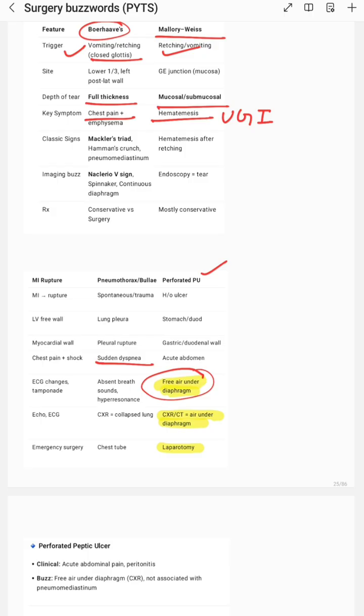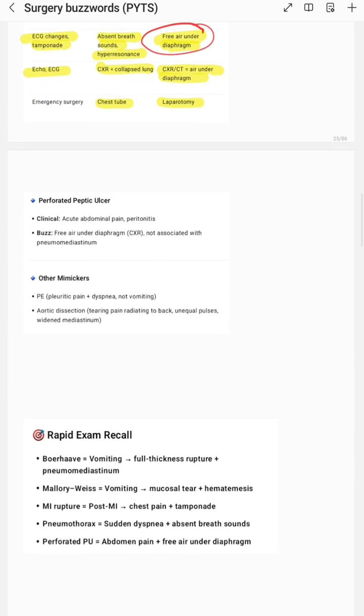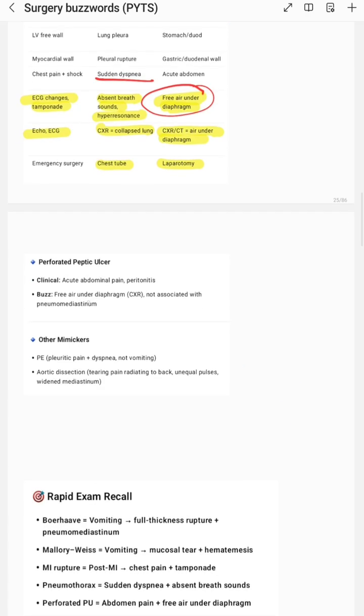So for this, you have to remember the collapsed lung. This will give you enough clue, and with MI, ECG changes and tamponade. The other thing we can remember, okay, this we have done. For perforation, we have to remember that ulcers are present in the stomach and duodenum. So there will be free air under the diaphragm, and it is not associated with pneumomediastinum.